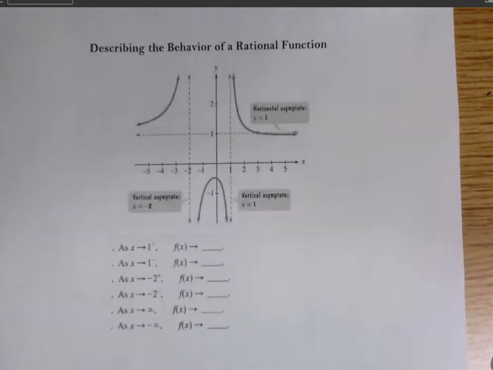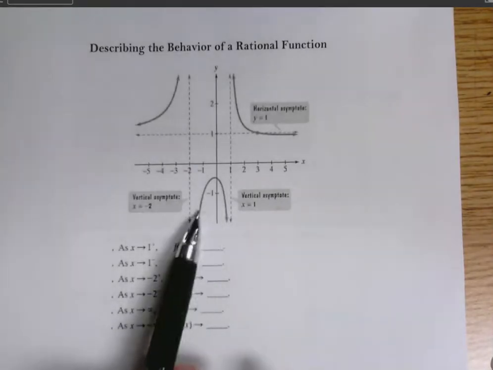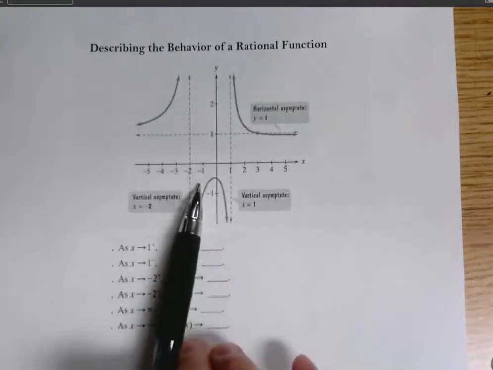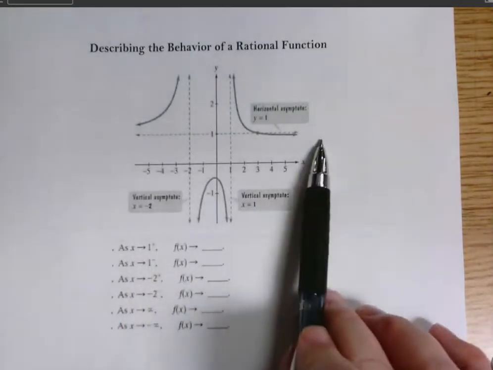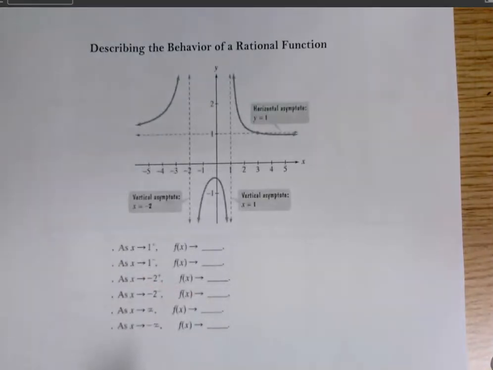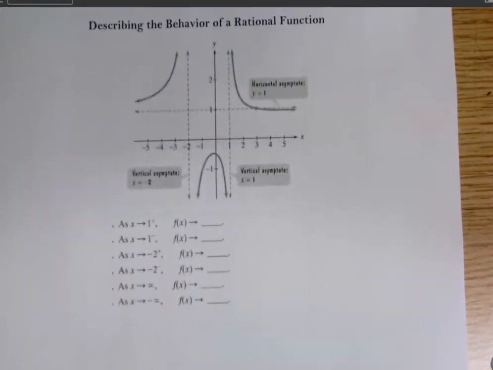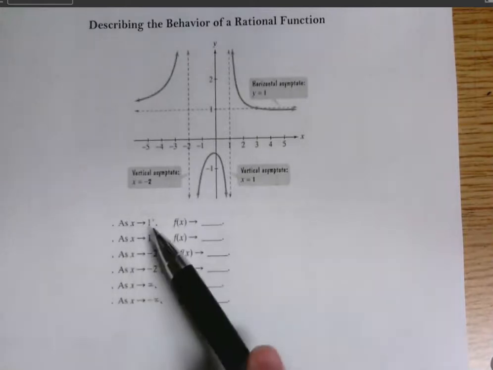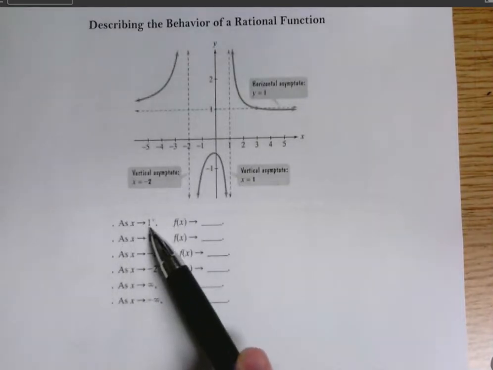Now our next goal has to do with something kind of like end behavior. You notice it says describe the behavior, but not necessarily the end behavior, because we have things happening in the middle of the graph that we have to describe. It's not just what happens on the ends. So the first thing you need to know here, and it's kind of hard to see, is as x approaches 1, and then there's a little plus sign.